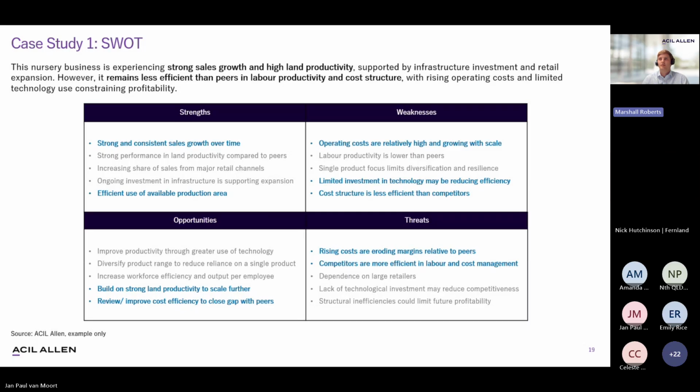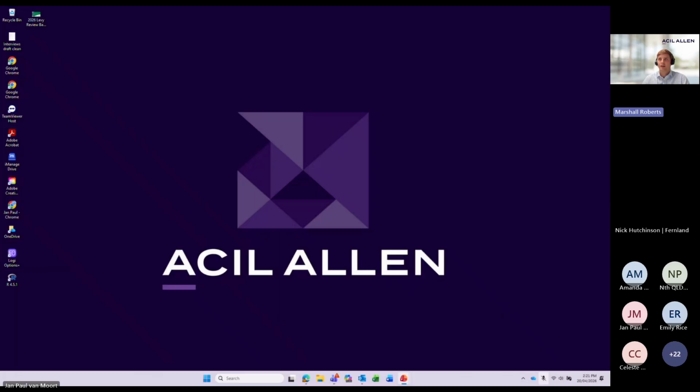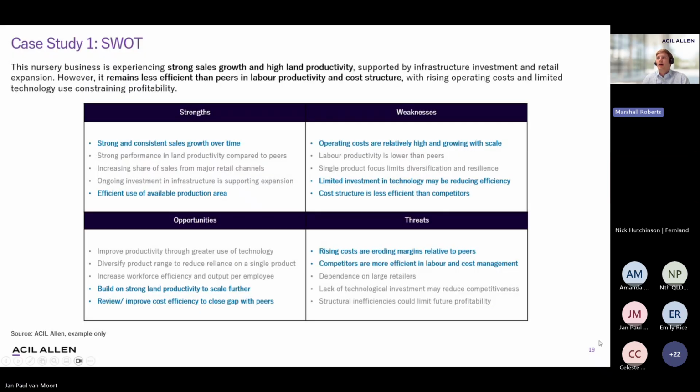In terms of opportunities, they should consider diversifying their product range.